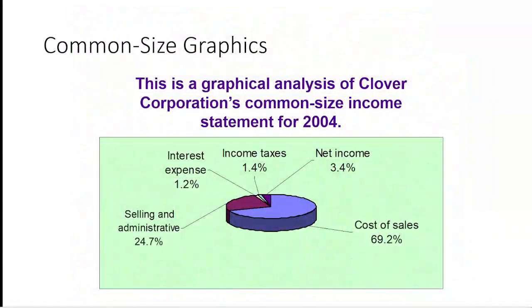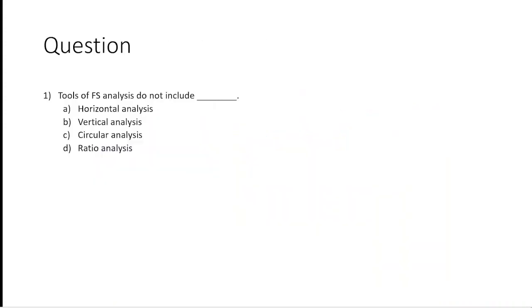So the common size is usually made out of one pie, dividing from one to the other expenses. So here in this example you can say that cost of sales is 69%, selling and general is 24%, interest expense is 1.2%, 1.4%, and net income is 3.4% of the overall pie. We don't usually generate the graphical analysis for financial statement vertical analysis, but here we are just showing you from an academic perspective.